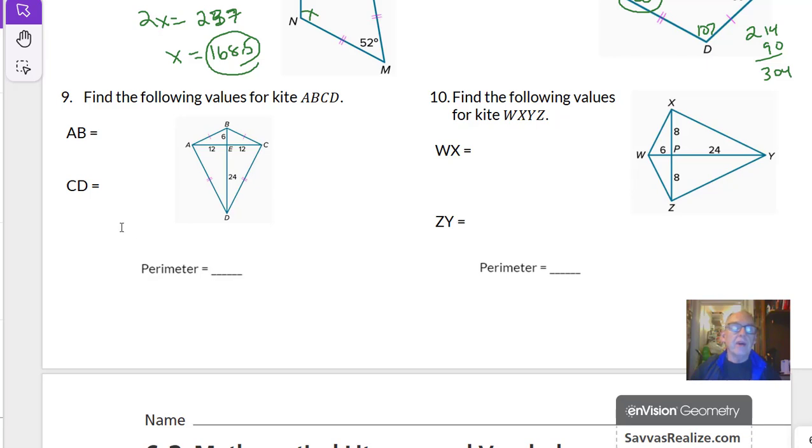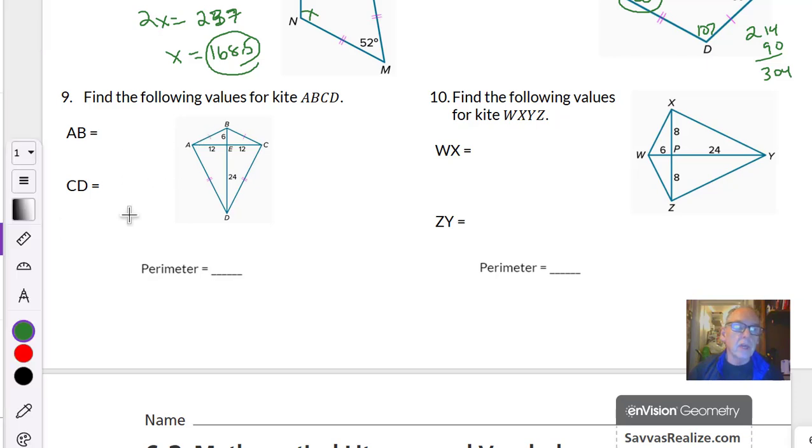For number 9, find the values. Now, in a kite, remember the major diagonal, the long diagonal, is the perpendicular bisector of the minor diagonal, which makes these right angles. And also the sides are congruent. So to find AB, we're basically stuck using the Pythagorean theorem. Since this is a right triangle, a squared plus b squared is equal to c squared. 144 plus 36, take the square root of that, that's going to be the length of AB.